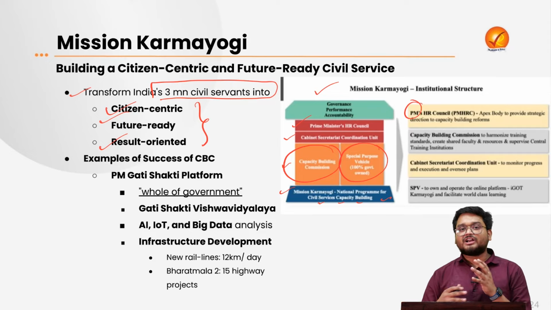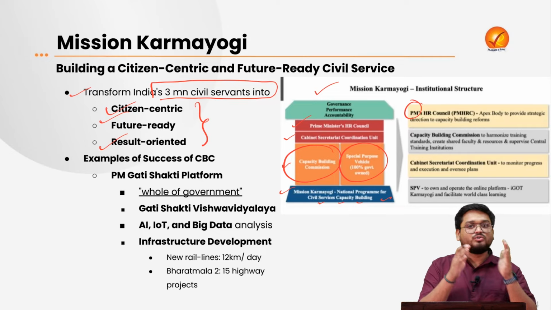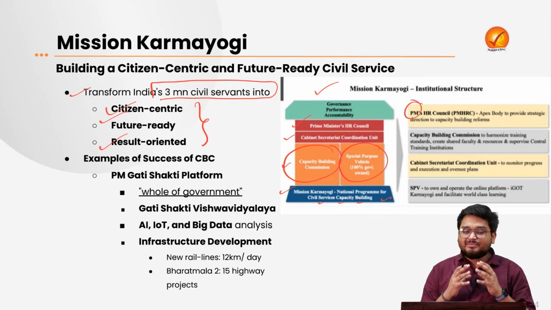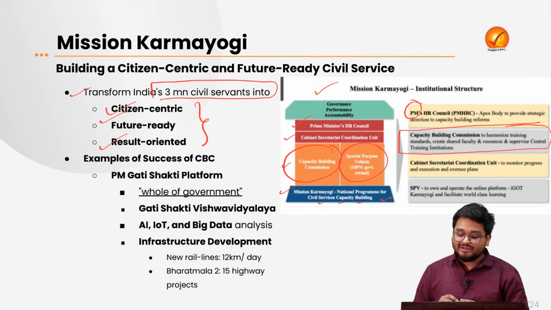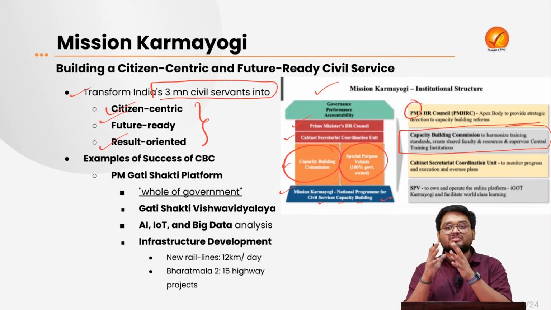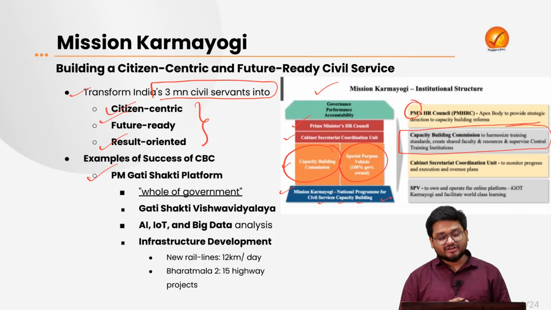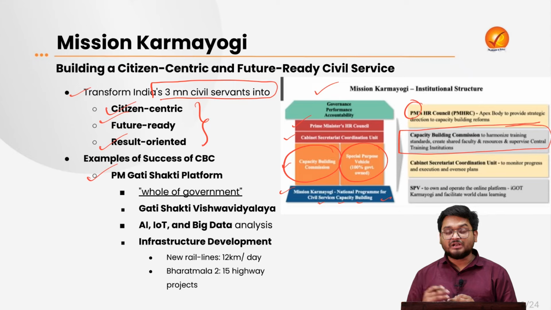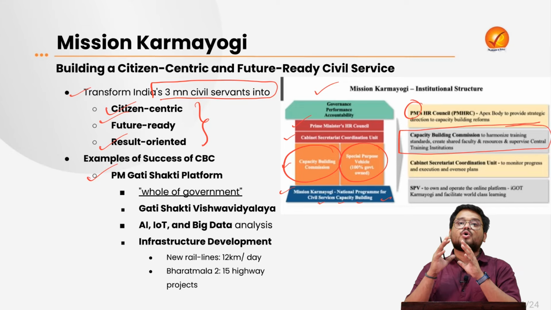Now, if we can talk a little more about the successes of this Mission Karmayogi so far, from 2020 to 2024, the main hierarchical authority will be the Capacity Building Commission, which will have the faculties and the main training initiatives for the civil servants here. Now, let us look at some important case studies which you can mention in your answers. Firstly, we start with the PM Gati Shakti platform, which is an infrastructural scheme that tries to harmonize all of the Government of India's ministries and departments on a single platform.